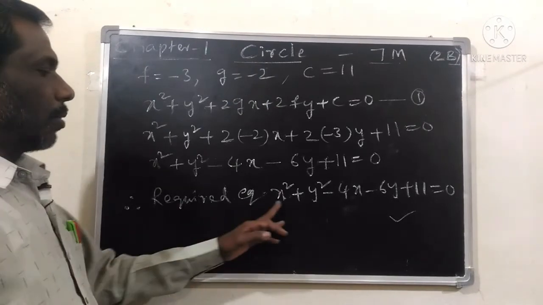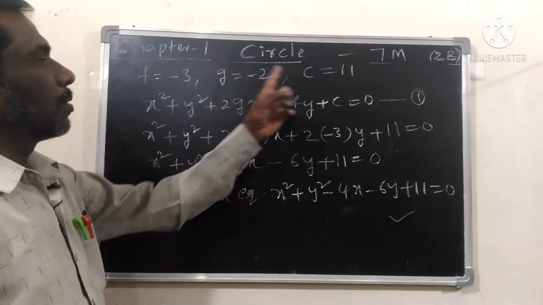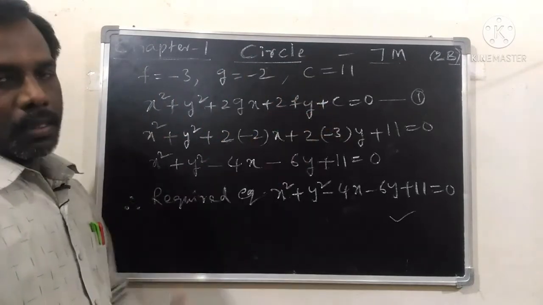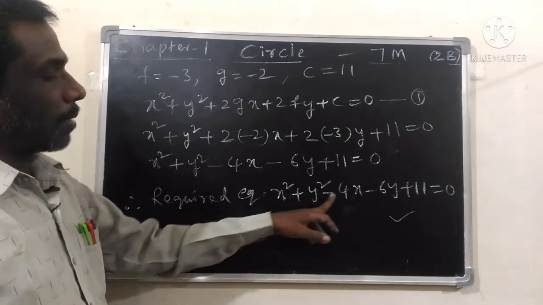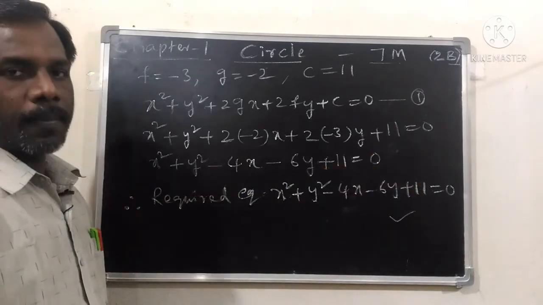So they asked to find the equation of the circle. We substituted the f value, g value, c value in the first equation. We got the required equation: x square plus y square minus 4x minus 6y plus 11 equals 0.